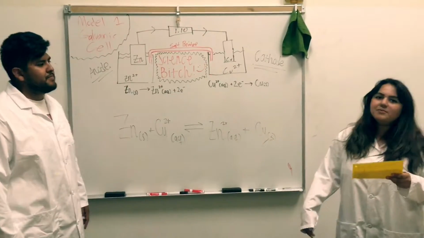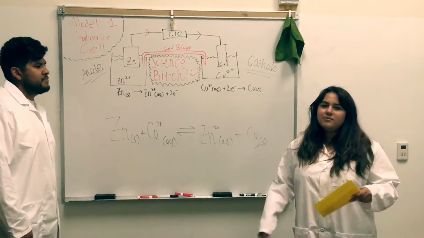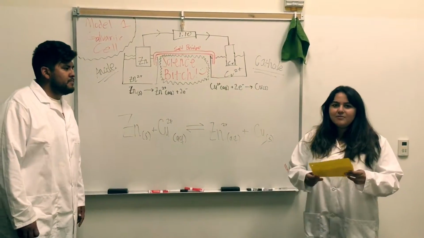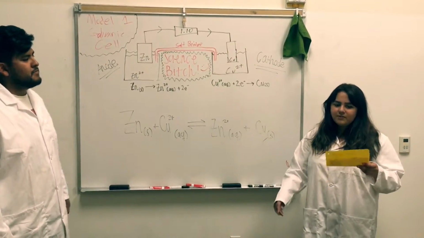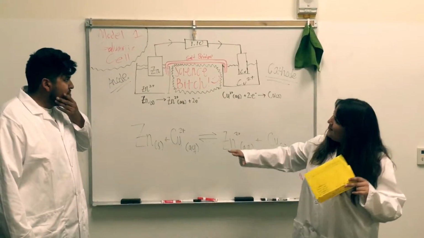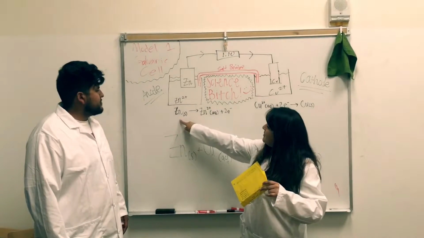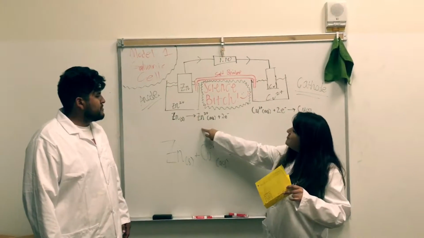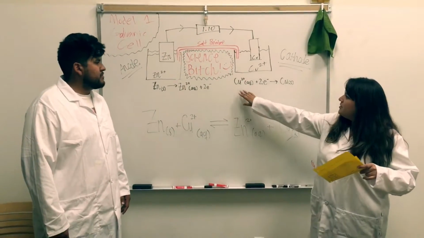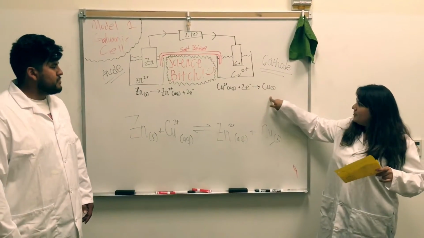Oxidation reduction reactions can be divided into half reactions to get a better picture of the electron transfer process. The oxidation and reduction processes each occur in different physical locations. The oxidation would be on the anode side, so we would be getting zinc yielding zinc 2 plus and 2 electrons. And for the reduction, it would be copper 2 plus and 2 electrons giving us copper.